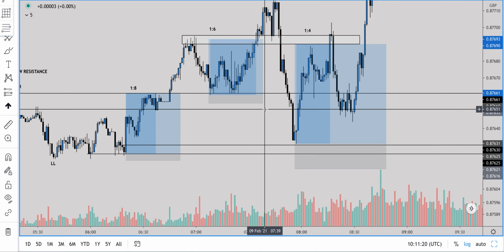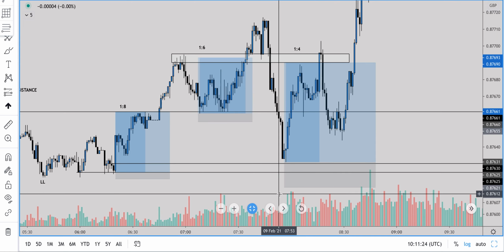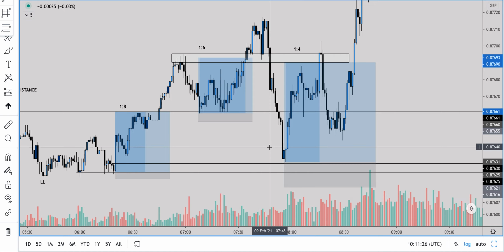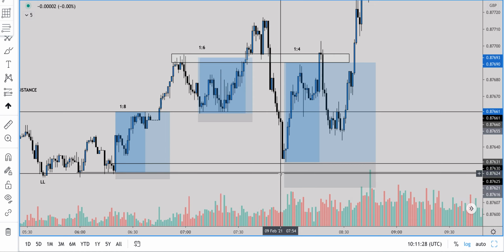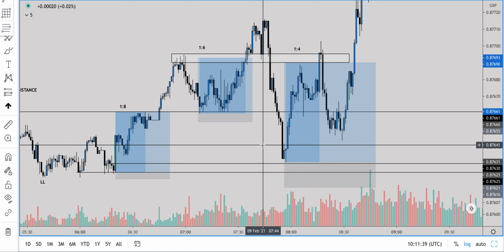So again, for me, this is manipulation. People are pushing the price to this level to entice sellers into the market. And then as soon as they do that, the money comes in, and again, off it goes. So again, you can see here, look at this bullish momentum that's come in. This for me is a good indicator to buy using this specific strategy, which is different to the last strategy I showed you.